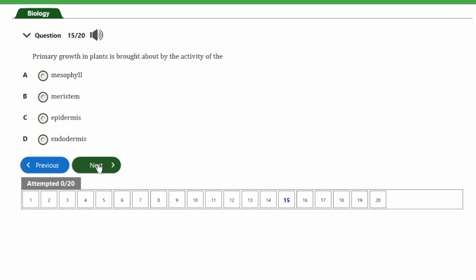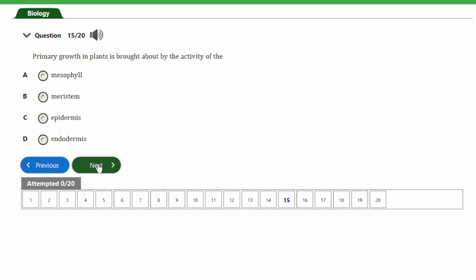It says, primary growth in plants is brought about by the activity of the A, mesophyll, B, meristem, C, epidermis, D, endodermis. So guys, the answer to this question is the meristem. Primary growth in plants, which results in elongation of the plant body, is brought about by the activity of the meristem.